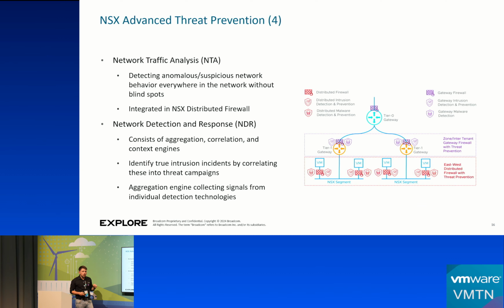So NTA, looking for anomalous, suspicious traffic, which is not there. The NDR solution, you must see IDS, IPS, NTA, all come together at your NDR. And you have campaigns there from IDS, IPS, from malware prevention, and all things get correlated there. And that's really cool.